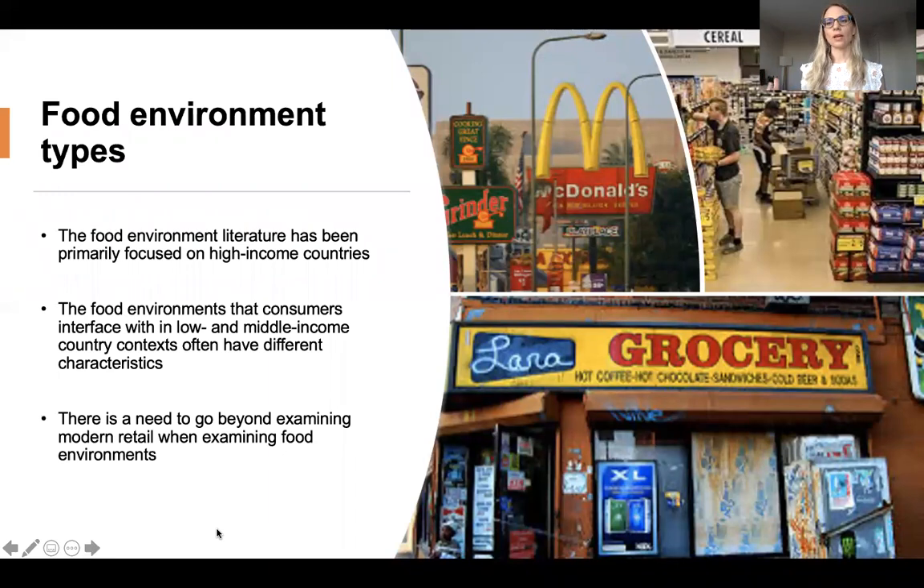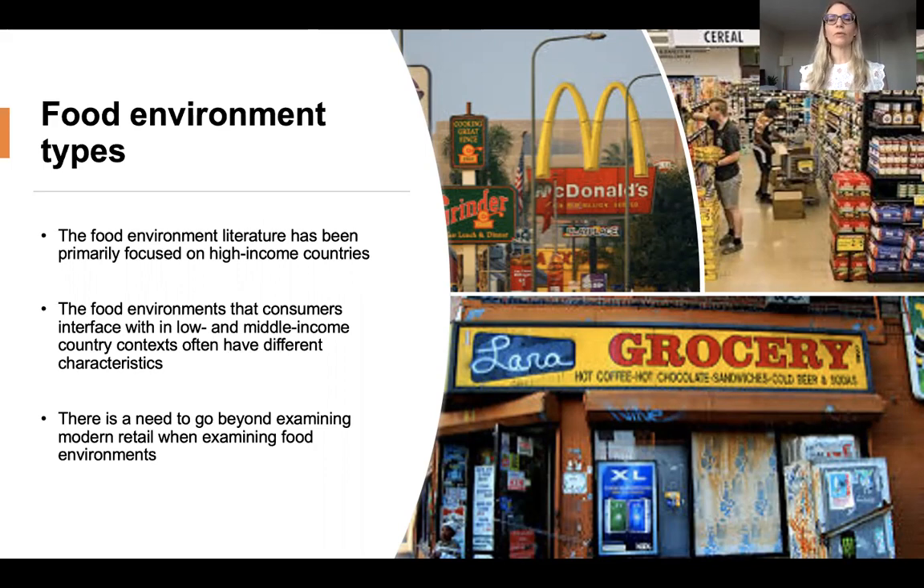So I thought I'd just start by talking a little bit about food environment types, and obviously Anna has already gone over this a little bit. I hope you've watched her video. But basically, the food environment literature has really been focused on high-income countries. So when you look at the photos on the right-hand side of this slide, you can see the types of food environments that we often see in high-income countries. And although the food environments in low and middle income countries are changing quite dramatically, there hasn't been a lot of research that has been focused on examining them and looking at how you might be able to intervene within them to promote healthy diets.